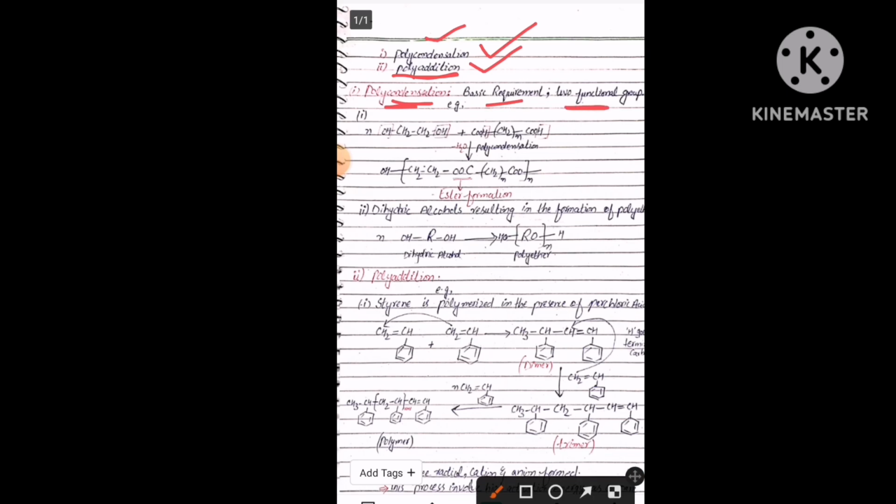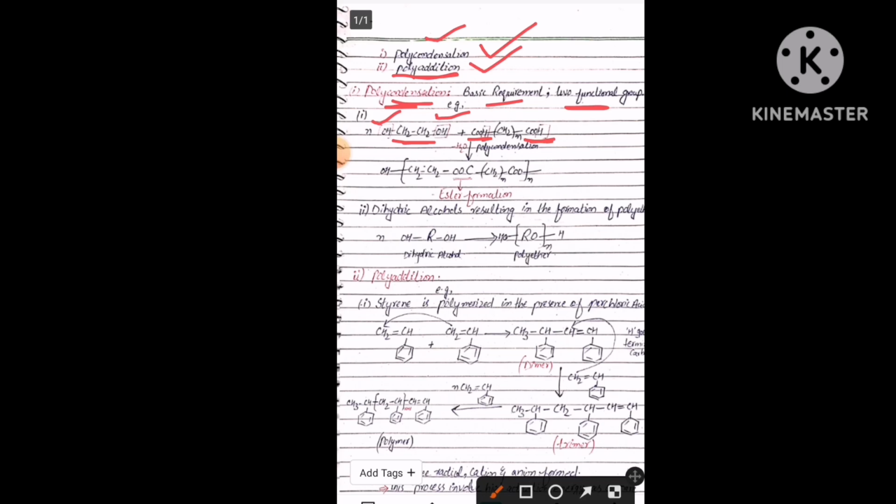For example, in this monomer ethylene glycol, there are two functional groups present on the terminal carbons, this OH group and this OH group. This monomer is bifunctional. This is our basic requirement. In this monomer, CH2 whole N, N stands for the number of repeating units of the ethylene molecule, and on both sides of this molecule the terminal acid group is present. It is also a bifunctional carbonyl compound.